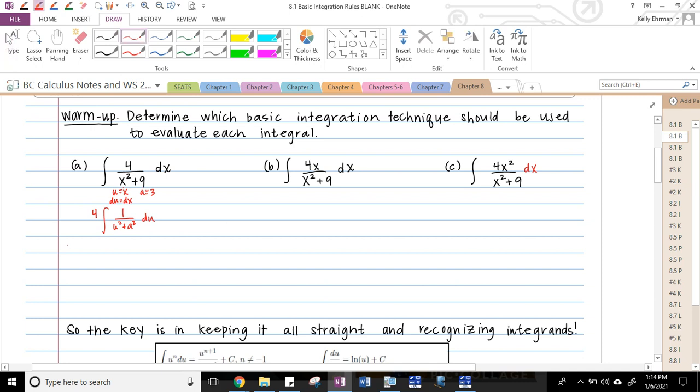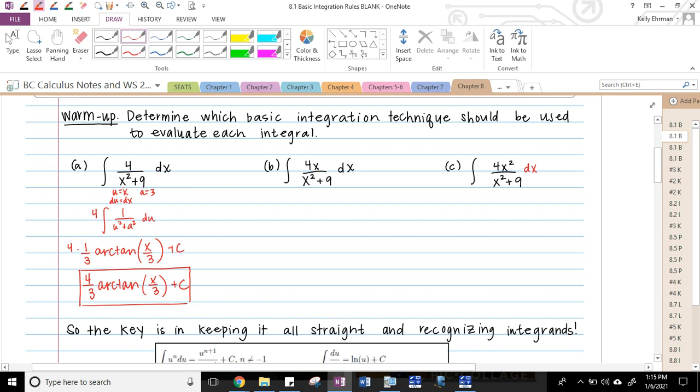So how does arctangent work out? Well, we've got 4 times 1 over a, so 1 over 3, times arctangent of u over a. Sorry, it's not absolute value, just u over a, x over 3, plus c. And we can make the 4 times 1/3 just 4/3. Arctangent of x over 3 plus c. All right, so that's the first one.